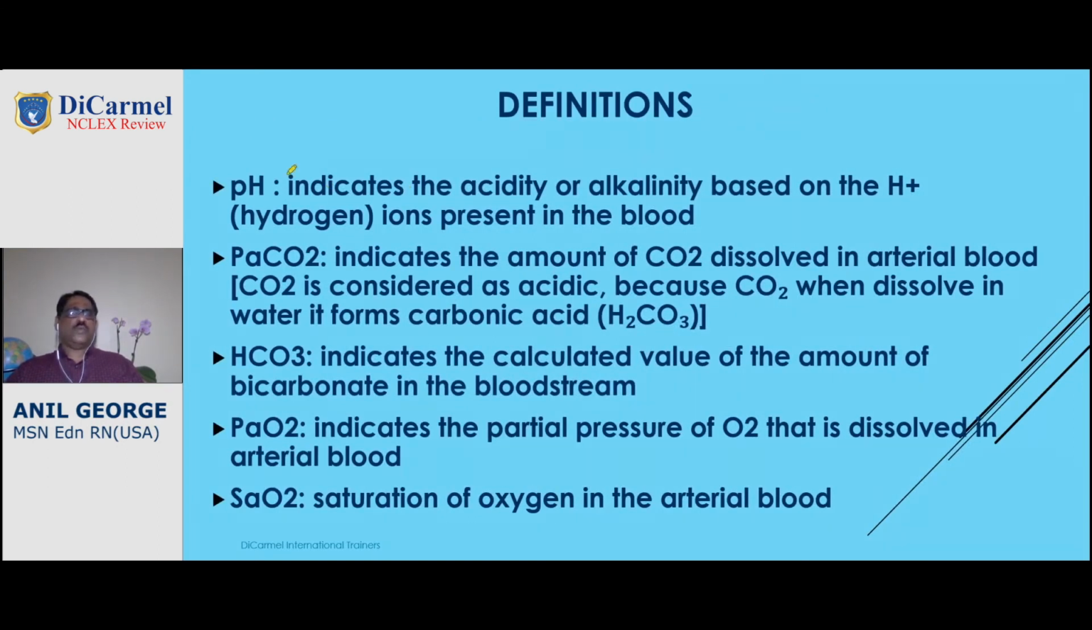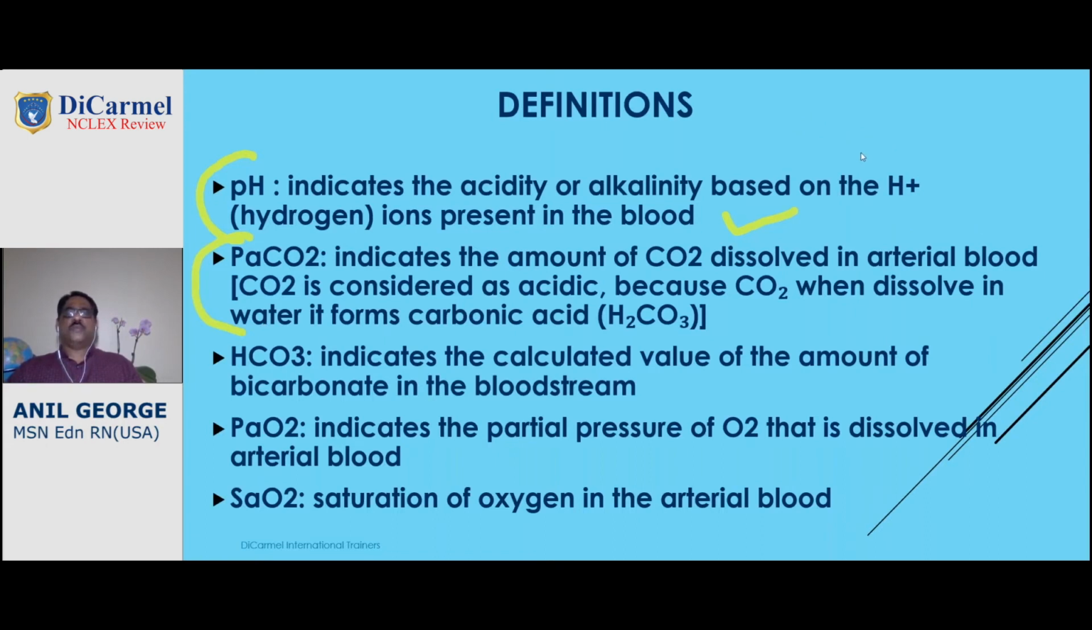The very first one is pH. It indicates the acidity or alkalinity based on the hydrogen ion present in the blood. We already heard that, right? When we go into acidosis, the body is retaining more hydrogen ion. And when the hydrogen ion decreases, it goes towards alkalosis. And that is PaCO2. It indicates the amount of carbon dioxide dissolved in the arterial blood.